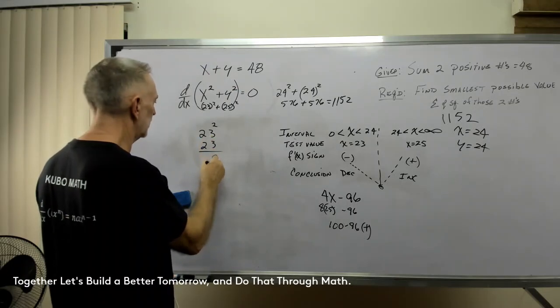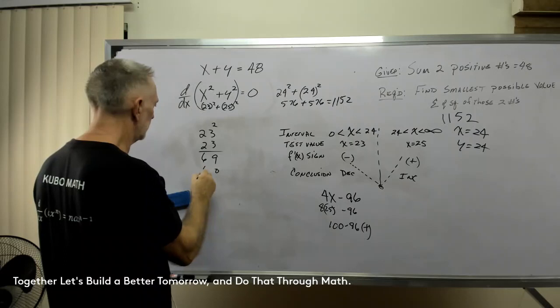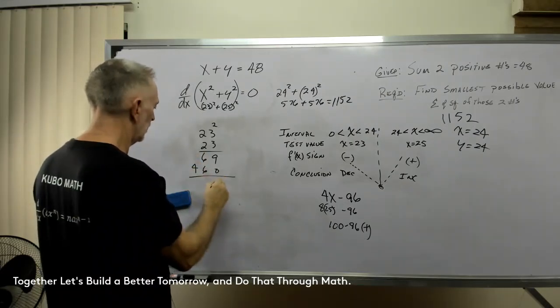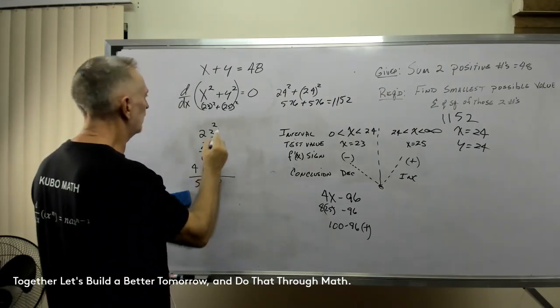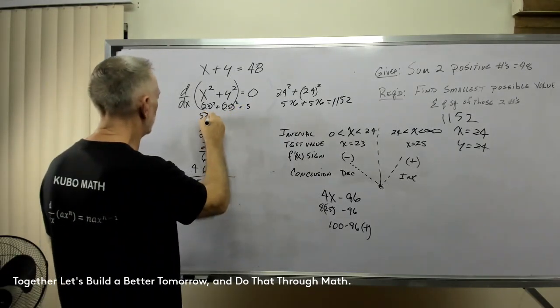3 times 3 is 9. 3 times 2 is 6. 2 times 3 is 6. 2 times 2 is 4. So we'll have 529. Well, this one's 529.